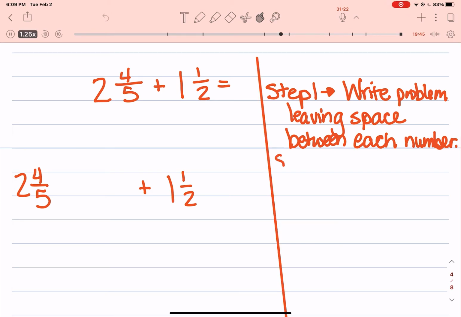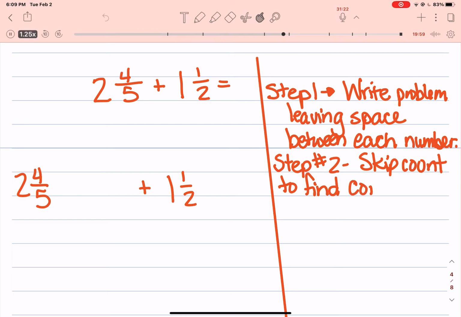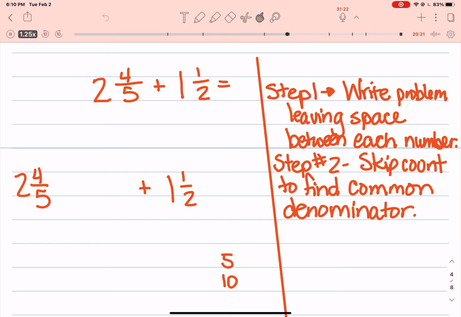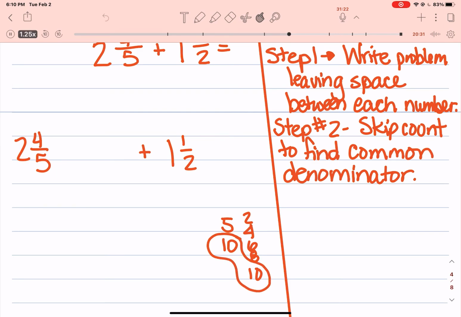Step number 2, skip count to find common denominator. All right, so in this case, we're going to have 5 and 2. So 5, 10. Well, I know 10's an even number, and I know if I multiply 2, 2, 4, 6, 8, 10. 10 is my common denominator. So step 2 is a skip count to find my least common denominator.